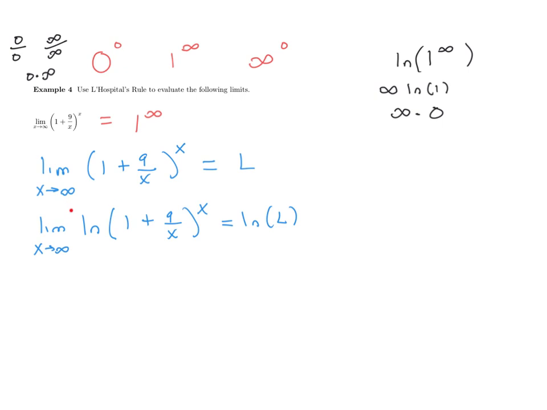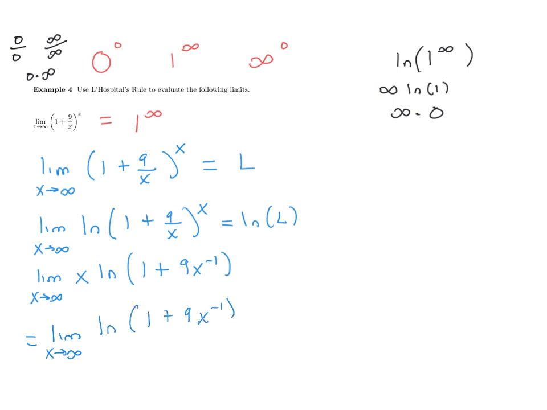I'm going to take this x and bring it down front. So this changes the problem to the limit as x goes to infinity of x times the natural log of 1 plus, and maybe I'll write 9 over x as 9 times x to the negative 1. This isn't a fraction, but we can make it a fraction by putting this into the denominator. So this is equal to the limit as x goes to infinity of the natural log of 1 plus 9 times x to the negative 1, all divided by x to the negative 1.